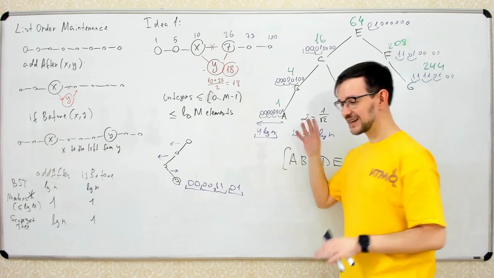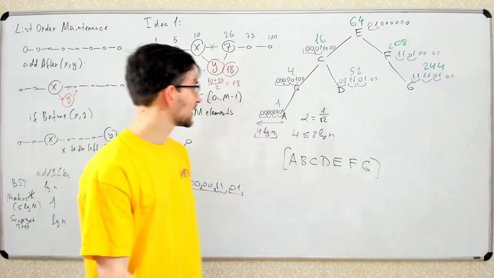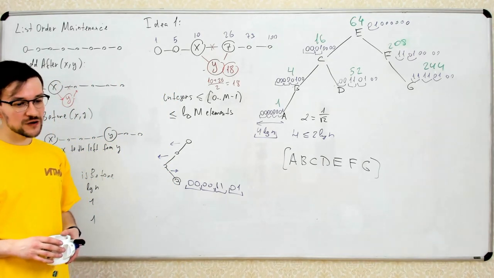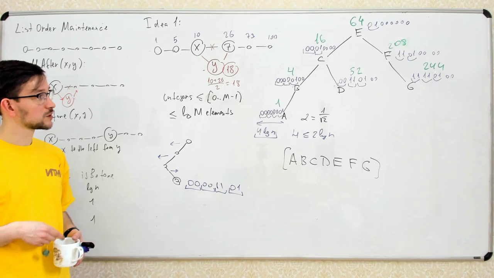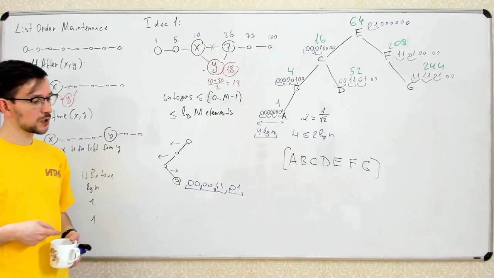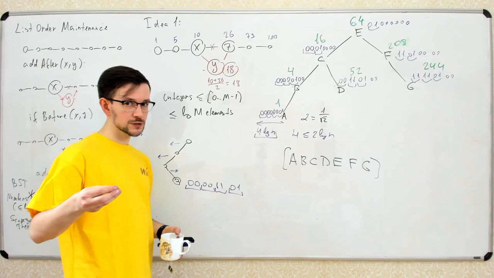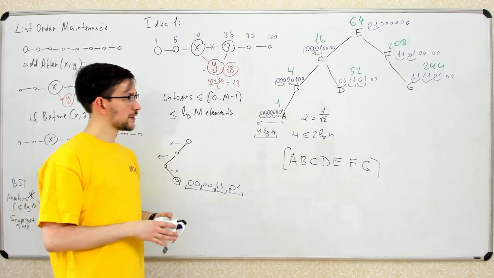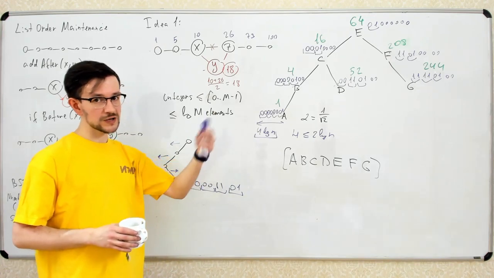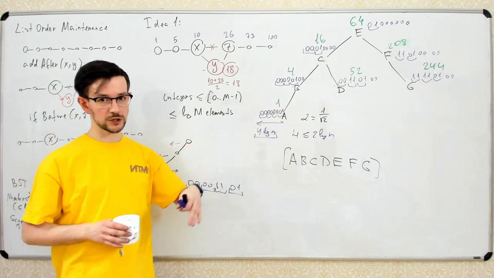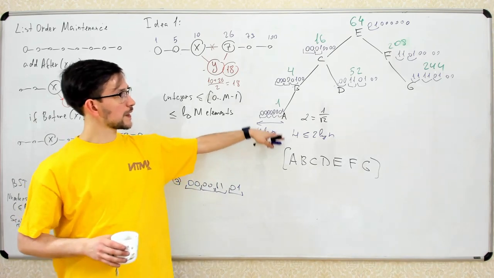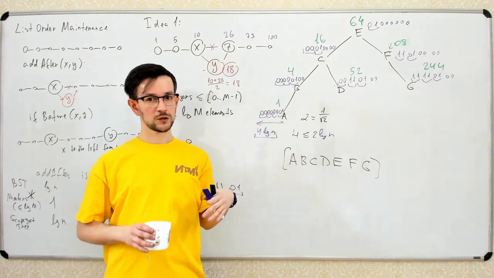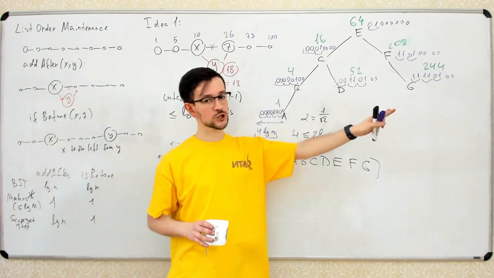Is it clear by now? It's complicated stuff. It's not trivial at all. If you have any questions by now, it's a good time to ask them. So again, the idea is pretty simple. We try to assign some numbers to all elements to be able to compare two elements just by comparing these two numbers. And this is just the way we assign these numbers. We assign these numbers using the structure of this scapegoat tree. We build this scapegoat tree and use its structure to assign these numbers. And it will help us to maintain these numbers sorted.